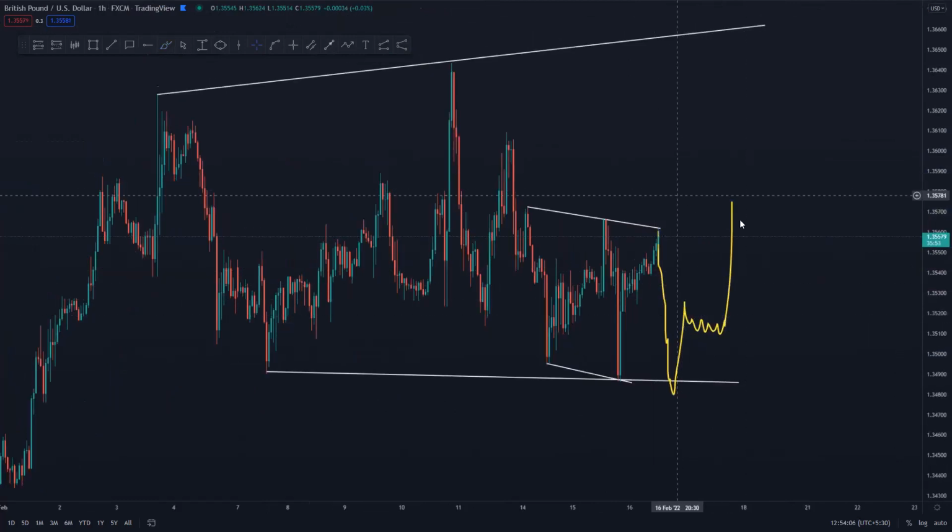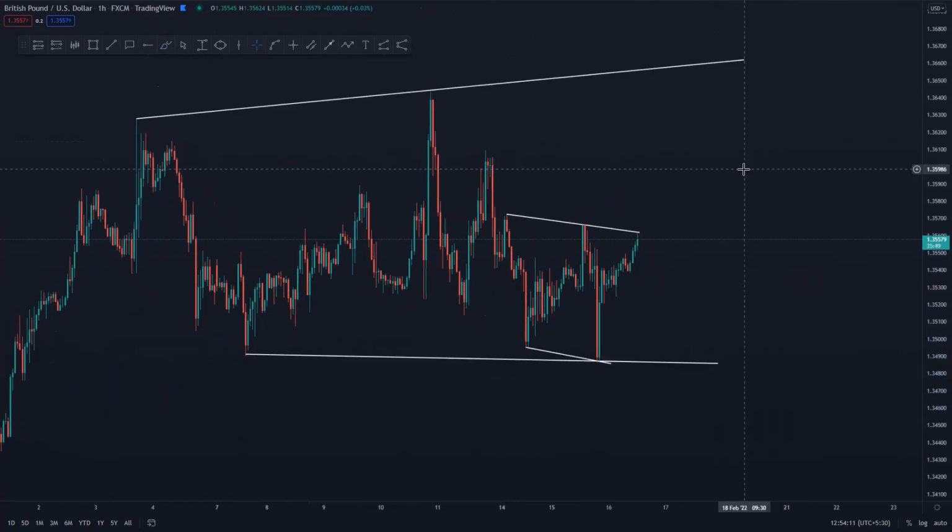So I'm looking for the confirmations to get involved, and these are the top three pairs which I'm looking at: GBP USD, EUR JPY and AUD NZD.